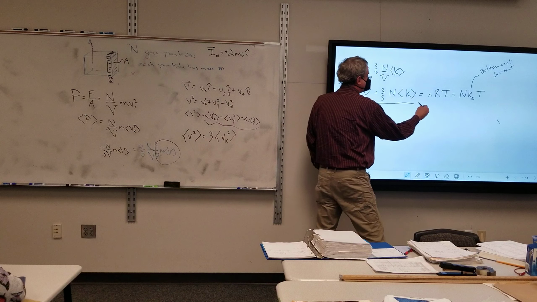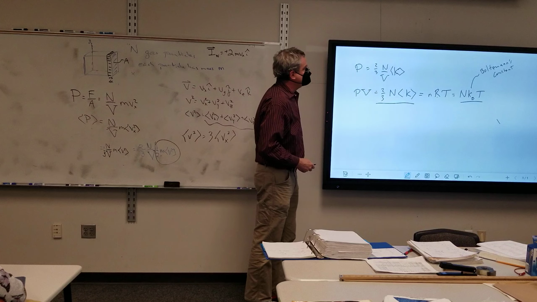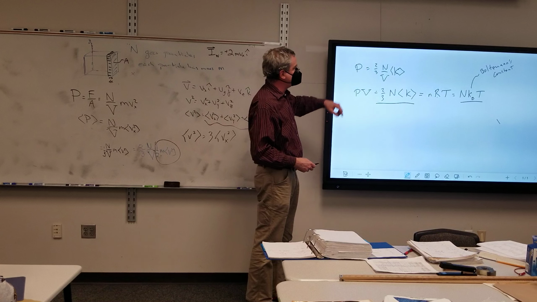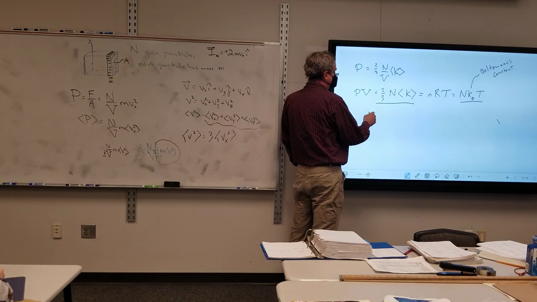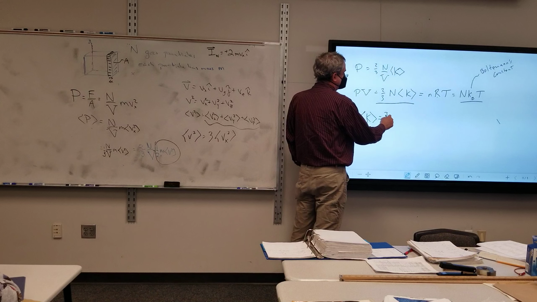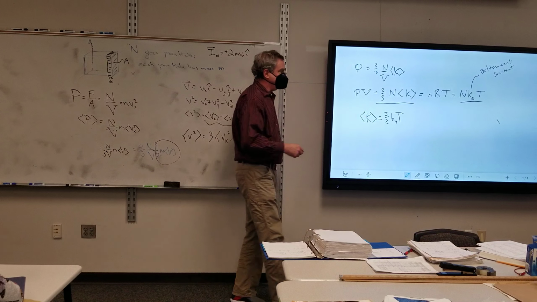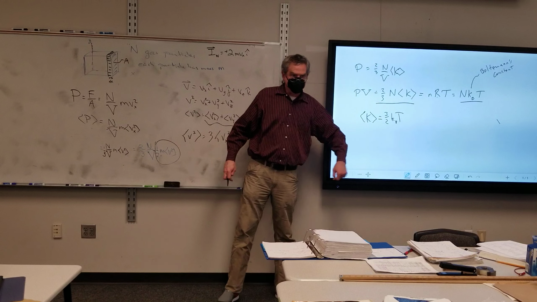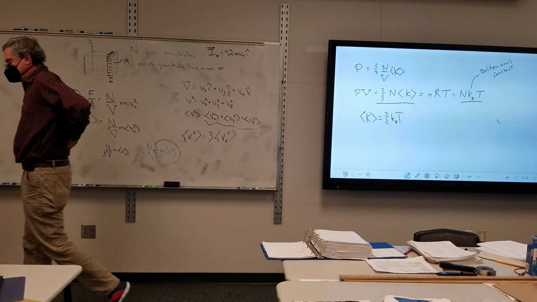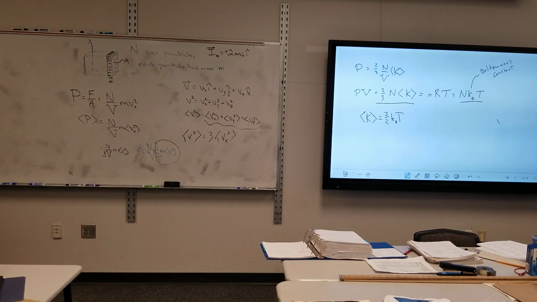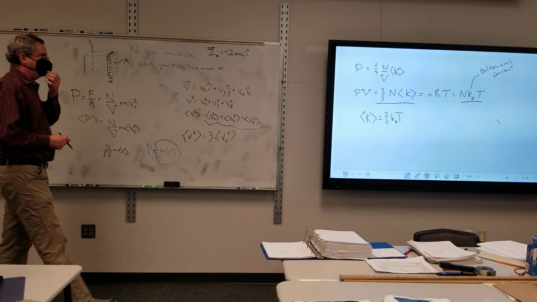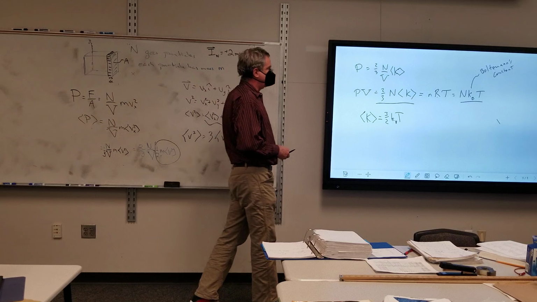All right, so I've got this equal to that. The number of particles doesn't matter, that goes away. If I'm solving for the average kinetic energy, that's going to be equal to 3/2 times Boltzmann's constant times the temperature. And we now have a relationship between average kinetic energy and temperature. As the temperature increases, the particles have to be moving faster on average. That makes sense.